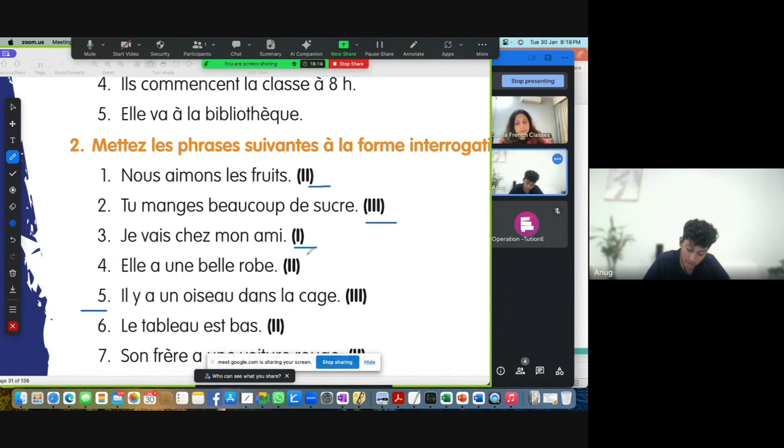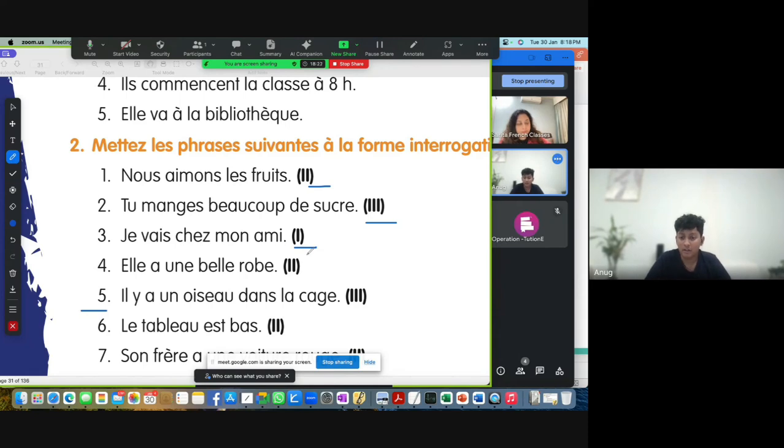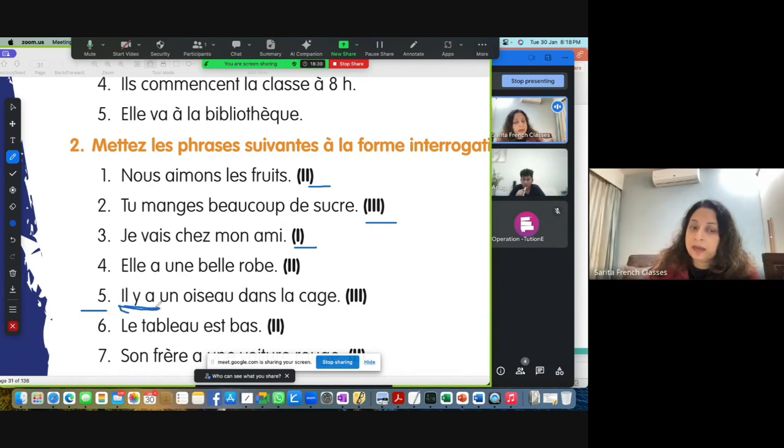Est-ce qu'elle a une belle robe? Yes, correct. Ma'am, and then the fifth one I had a doubt. Yeah, tell me. Which is the verb over here? See, whenever we have il y a, we'll write like this. Y will become first. Our verb is avoir here. So, y, a, dash, T, dash, il. Y a-t-il.